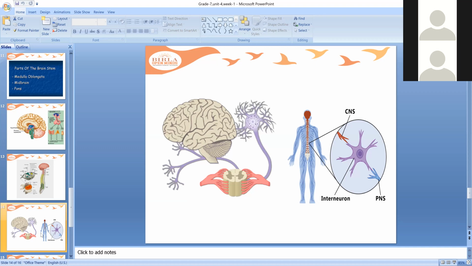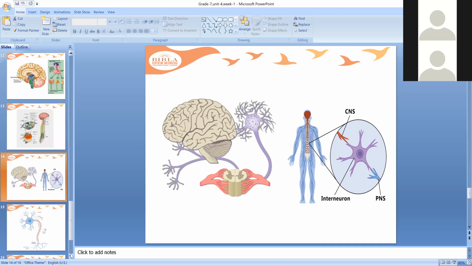So neurons, I hope you all have drawn the structure of a neuron and know the functions of a neuron. What are the different parts of a neuron? Can anyone tell me? Ma'am, the parts of a nerve cell, the neuron, are the nucleus, axon, the dendrites. Yes. Okay, and what else?